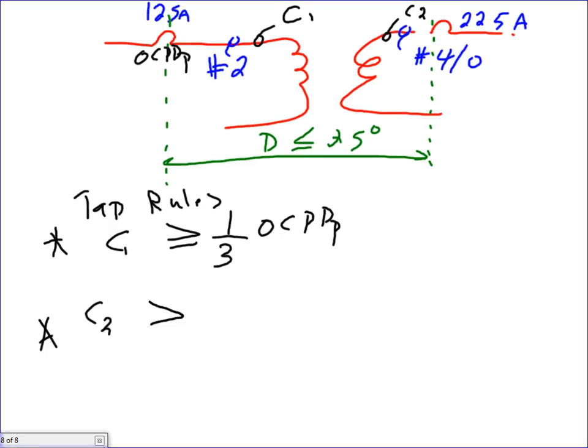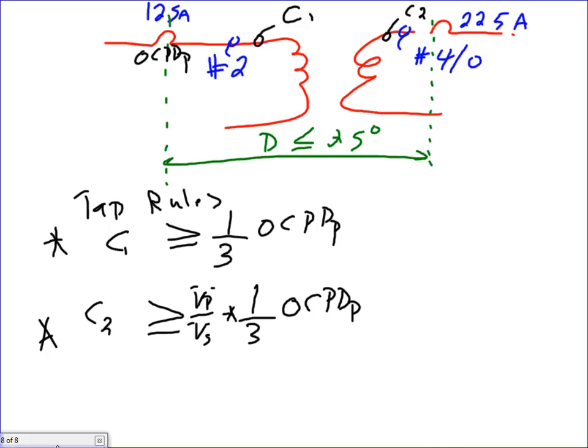This must be equal or more than 1/3 of the overcurrent protection device for the primary, except you have to take the primary to secondary voltage ratio, V primary over V secondary. Now we're starting to probably lose some of you. These are the rules for the tap rules.